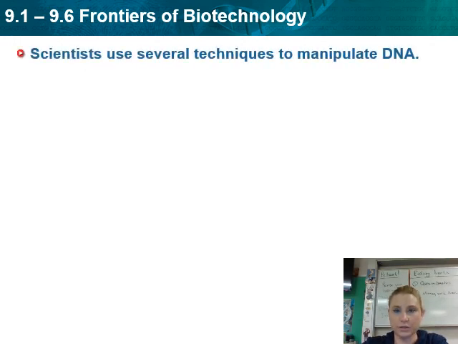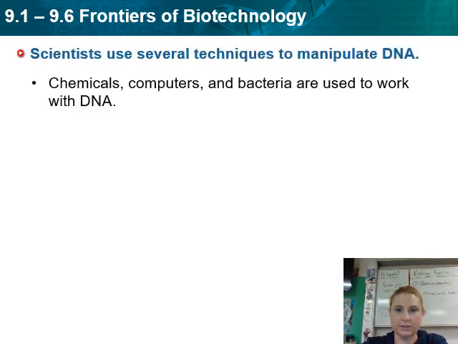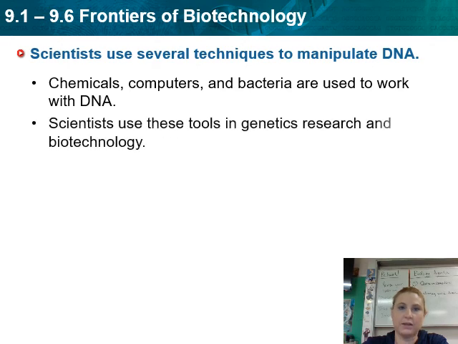So we need to talk a little bit about some of the techniques that scientists use. Scientists actually use several techniques to manipulate or to change DNA. They use things like computers, chemicals, bacteria. These are all used to work with DNA. And we use these tools to do genetic research and do some different things in biotechnology. Biotechnology is just technology involving biology.